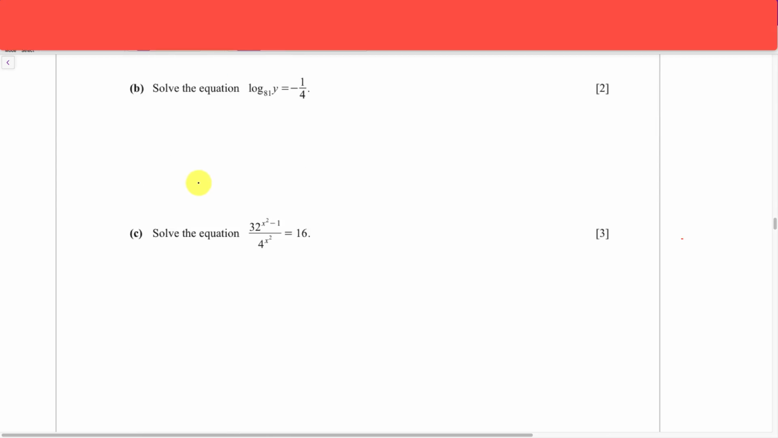Alright, so this one basically is the same thing. If I move the log base 81 to the other side, it becomes 81 to the power of negative 1 over 4. Alright, negative power means what? Negative power means 1 over. So 81 to the power of 1 over 4. The power of 1 over 4 basically means 4th root.